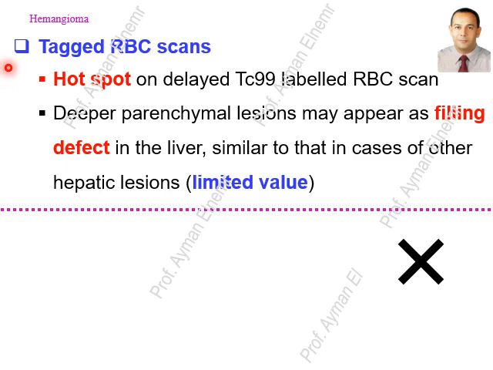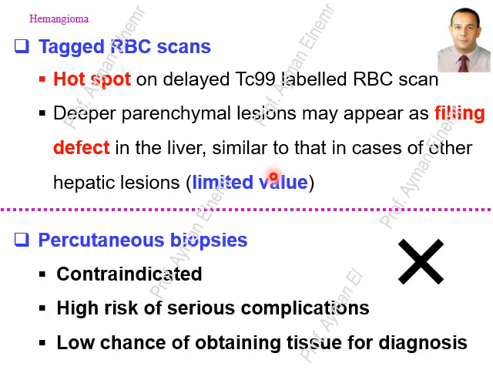Tagged red blood cell scans. Hemangioma may appear as a hotspot on delayed technetium-labeled red blood cell scan. These scans are of limited value for deeper parenchymal lesions. They may appear as a filling defect in the liver, which is a finding similar to that in cases of other hepatic lesions. Percutaneous biopsies are contraindicated when hepatic hemangiomas are suspected, as they are associated with a high risk of serious complications and a low chance of obtaining tissue for diagnosis.